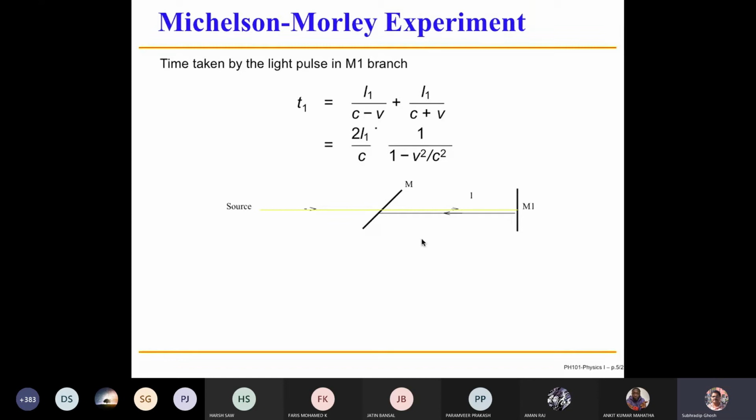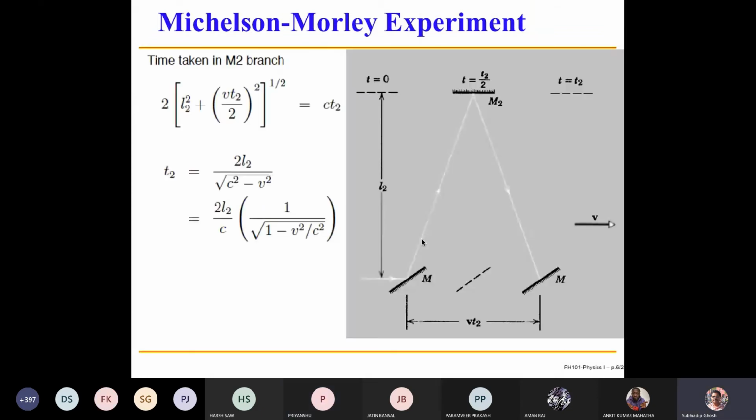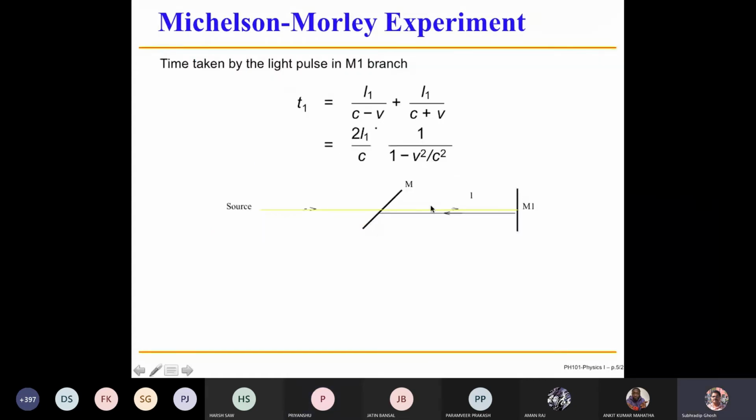Then, sir, the other mirror M2 is in ether frame. Everything is in ether frame. Earth is in ether frame. Entire apparatus is in ether frame. No. M2 is not in ether frame. See, ether frame is ether frame. Apparatus frame is apparatus frame. In here, the measurement of time is done from the point of view of an observer standing in the ether frame. Whereas in this case, the time measurement is done by an observer who is sitting in the apparatus frame, that is standing on it.